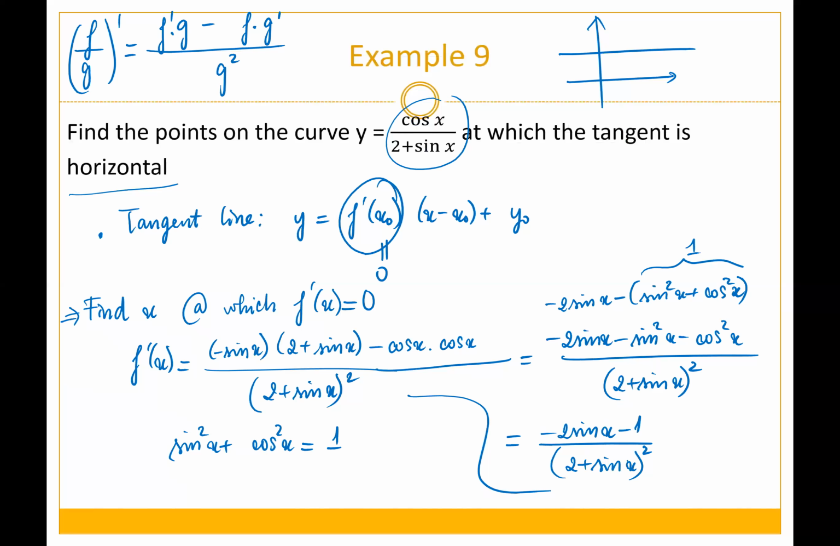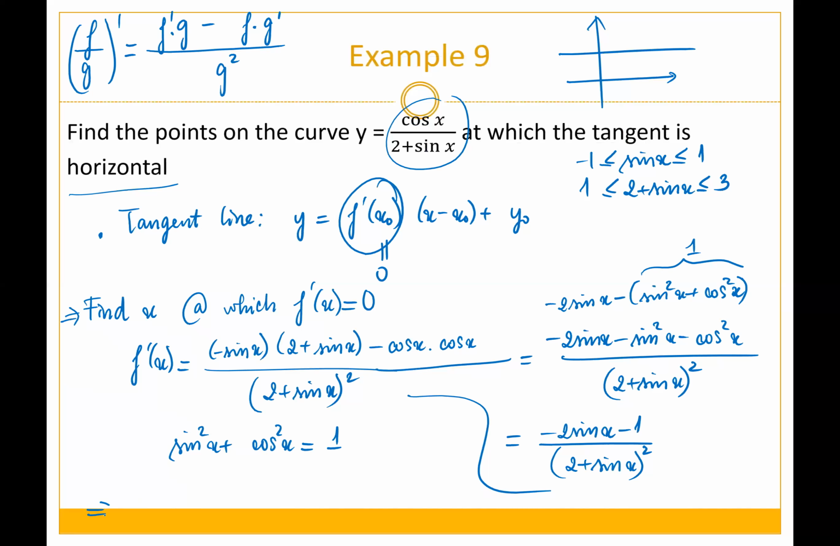of 0. 2 plus sine x squared is always bigger than 0 because sine x is squeezed between negative 1 and 1. So when you add 2 in, what we have is 3 and then 1. So it's always positive, and when you square, it's always going to be a positive number.